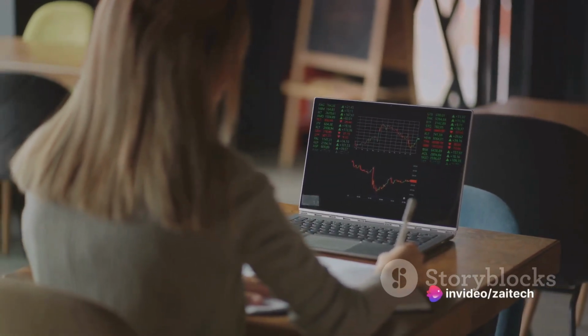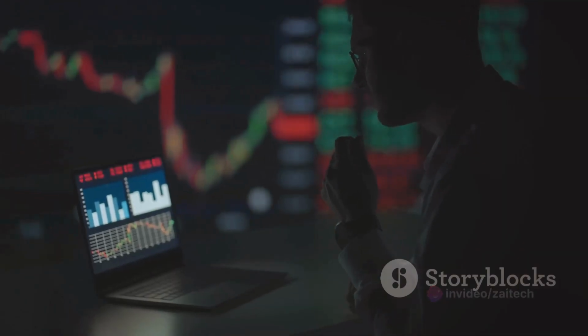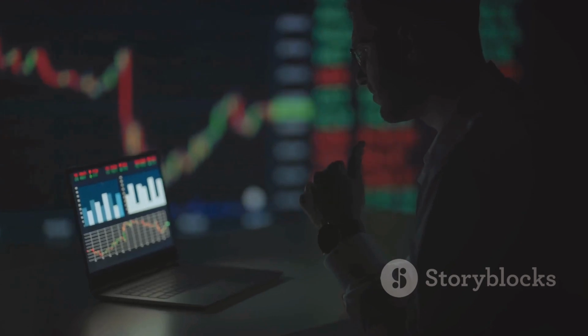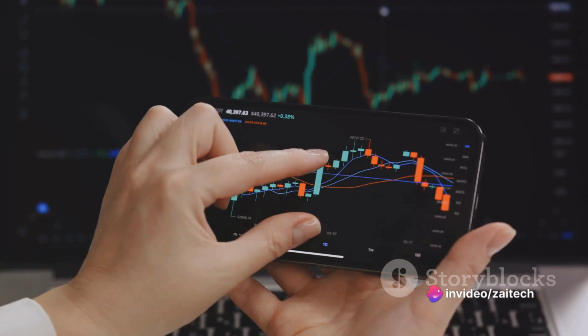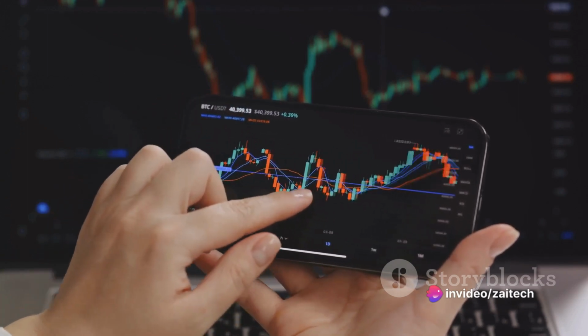But we don't jump in just yet. We also check the Relative Strength Index, or RSI, to make sure it's not indicating an overbought condition. And we look at the MACD and the stochastic oscillators to confirm the trend. Once we're confident about our entry point, we place our trade.